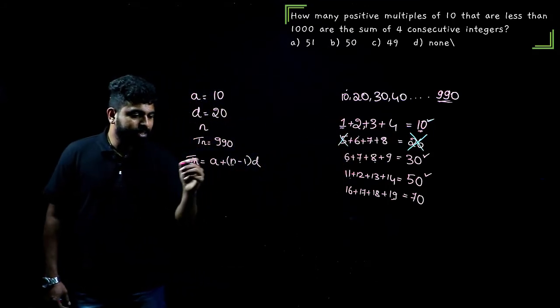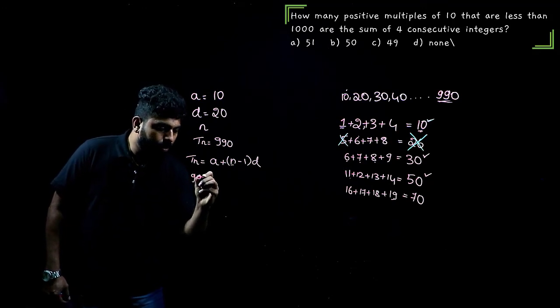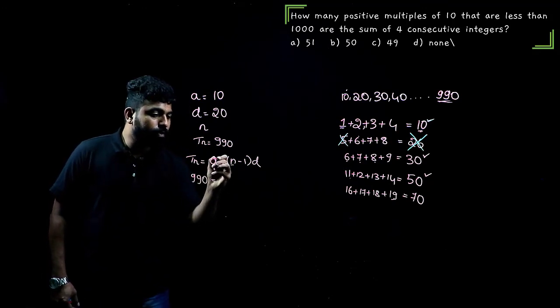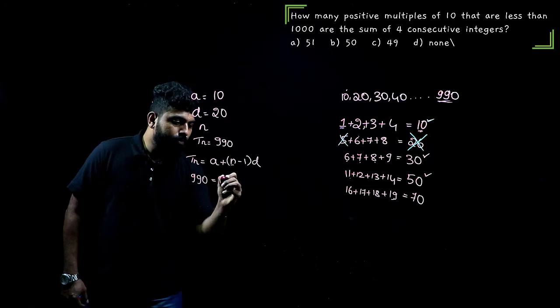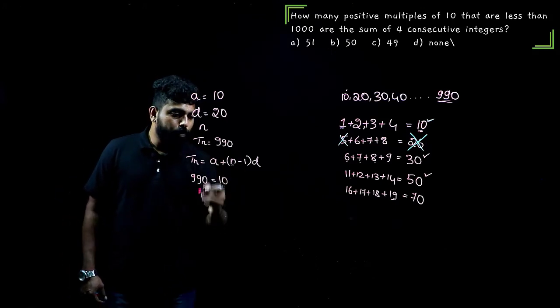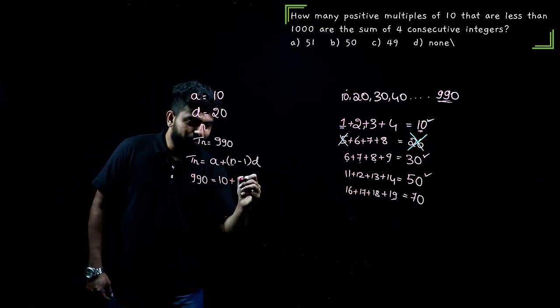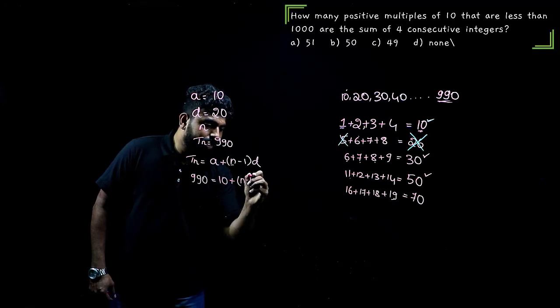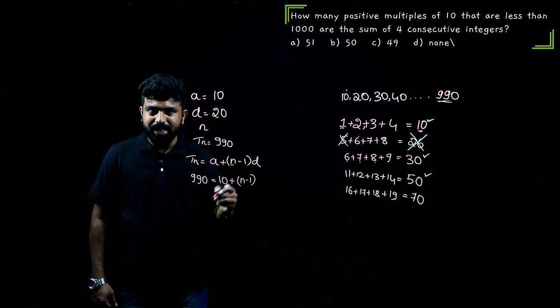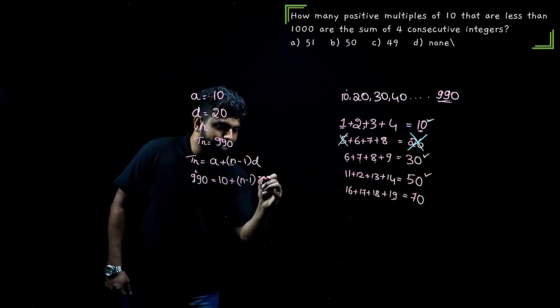So here Tn is nothing but 990. 990 will be equal to the first term. What is my first term here? First term is 10. What about my next n? We don't know the value of n, so we'll substitute it the same way it is. So what is common difference D here? Common difference D is 20.